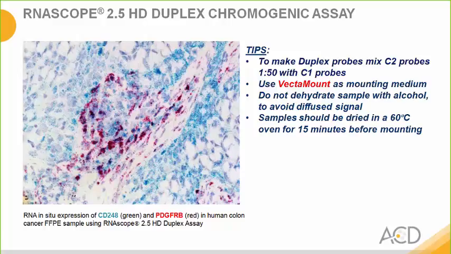We also require that you use VENTANA as the mounting medium to help preserve the green and red signal. Similar to the red, we also ask that you avoid dehydration of the sample with alcohol, again to avoid diffusion of the signal, and that the sample should be dried in a 60-degree oven for at least 15 minutes before mounting. Again, the slides can be left longer to ensure that there is no moisture retained on your slide.